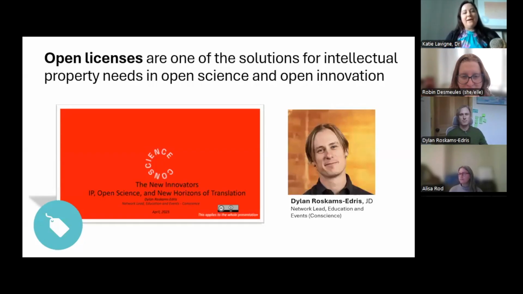And then finally, Dylan Roskams Idris talked about open licenses and open innovation. He is the network lead in education and events at Conscience, a nonprofit, and talked about some of these considerations in terms of intellectual property of your work and how open licenses can help you share but also retain your intellectual property.